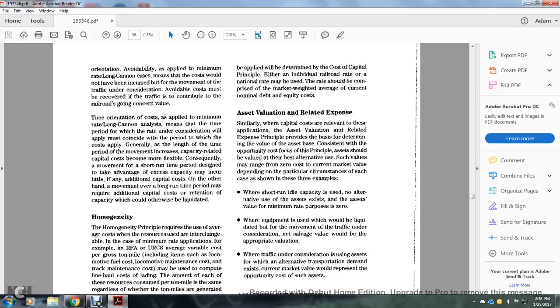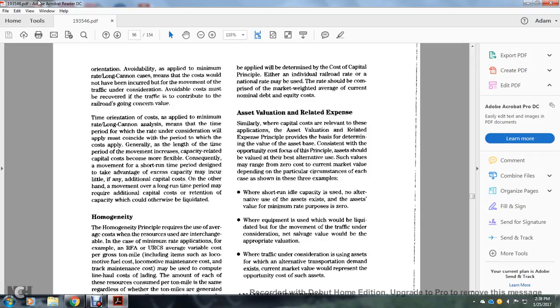Asset valuation related expenses. Similar to the capital cost, the application of the asset valuation related expense principle provides the basis for determining the value of the asset base, consistent with the opportunity cost focus of the principle. The asset should be valued at its best alternative use. Such values may range from zero to the current market cost depending on the particular circumstances. Each of the cases can be shown in three examples.